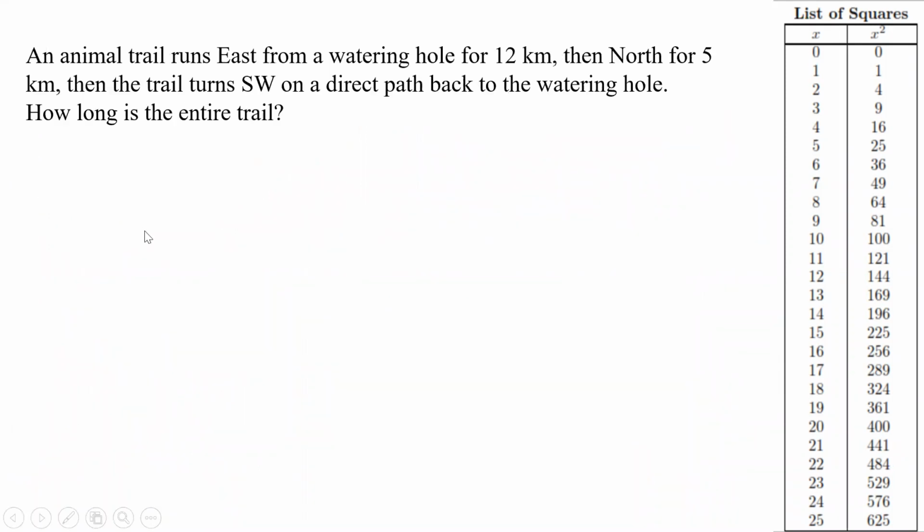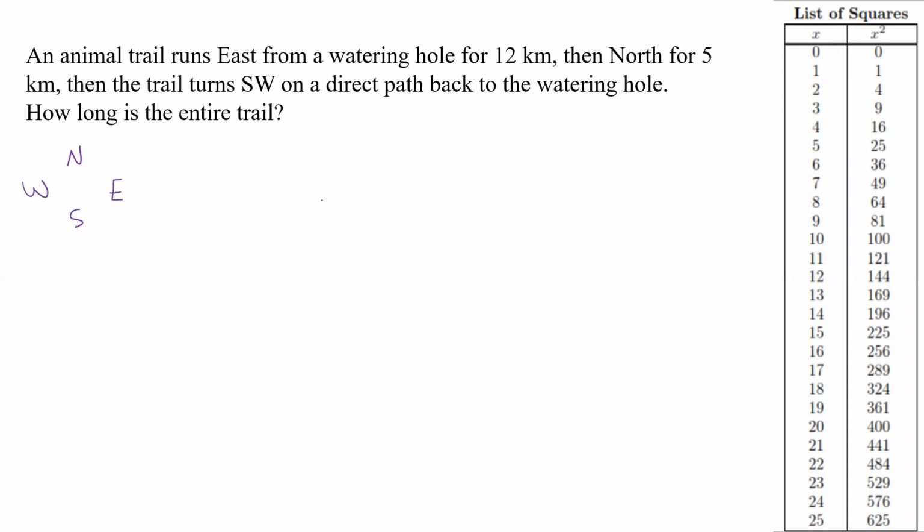All right, so the last one here. An animal trail runs east from a watering hole for 12 kilometers, then north for 5 kilometers. Then the trail turns southwest on a direct path back to the watering hole. So what we need to do is go ahead and draw what we have. This is going to be the hard one for many people. If you remember your directions, if you say north is up, that means south is down, to the right is going to be east, and to the left is going to be west.